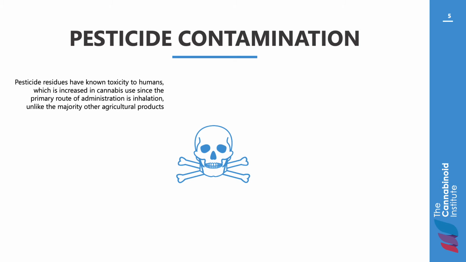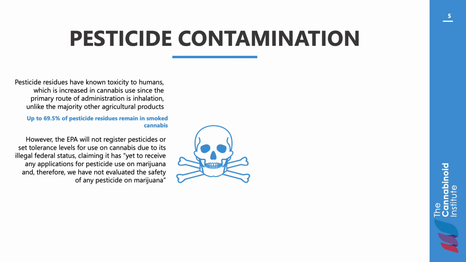Pesticide residues have known toxicity to humans, which is increased in cannabis use due to the fact that the primary route of administration is inhalation, unlike the majority of other agricultural products. Up to 69.5% of pesticide residues remain in smoked cannabis. However, the Environmental Protection Agency will not register pesticides or set tolerance levels for use on cannabis due to its illegal federal status, claiming it has, quote, "yet to receive any applications for pesticide use on marijuana, and therefore we have not evaluated the safety of any pesticide on marijuana," unquote.